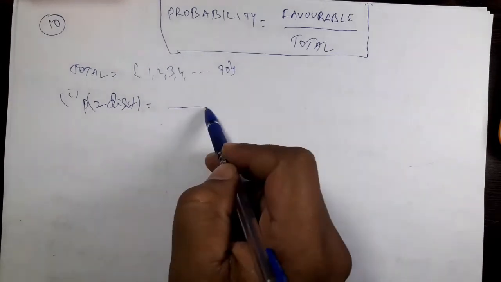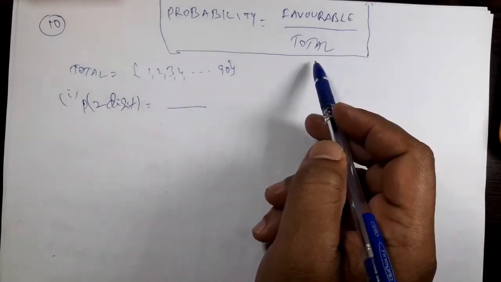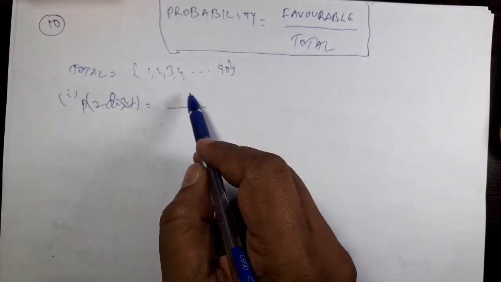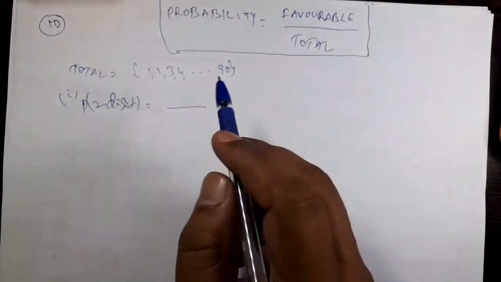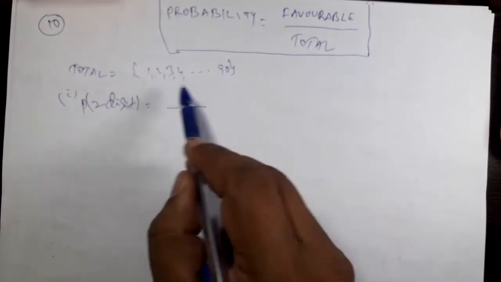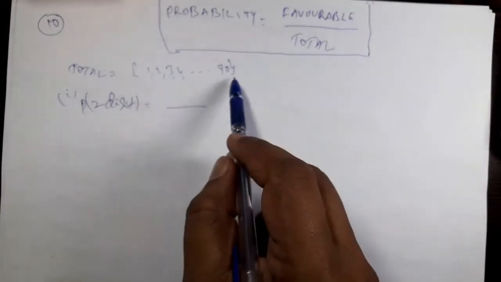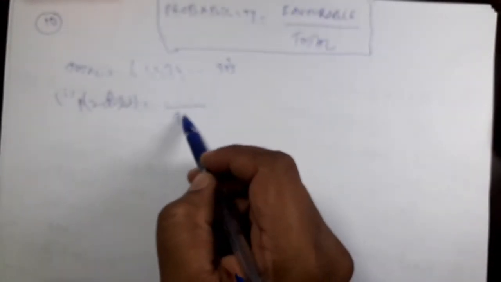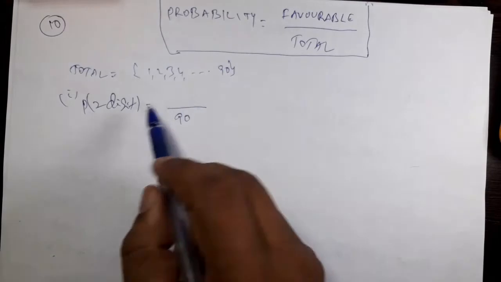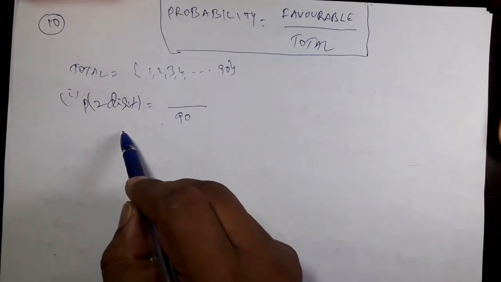Now coming to the denominator. Denominator is total. You may select any of these 90, right? The number on the disc may be any one of these 90. That may be 1 or 2 or 3 or 4 or 5 or 6 or up to 90. 90 possibilities are there. So denominator is total, meaning 90. Now coming to the numerator. Numerator is the number of favorable cases.